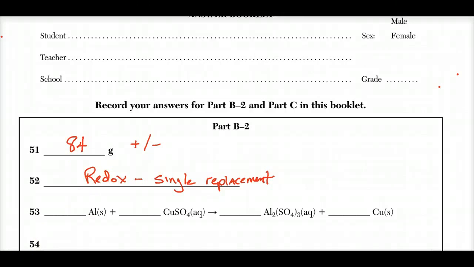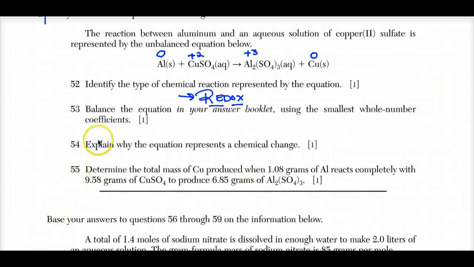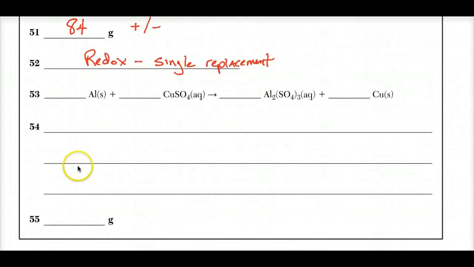Okay? Number 53. Balance the equation in your answer booklet using the smallest whole number coefficients. So let's go to the answer booklet. So we're balancing that reaction. Now we could write half reactions and balance the electrons, but it'd be much simpler to do it by looking at the mass on both sides. 1 aluminum here, 2 aluminum. So I'm going to put a 2 here. I have 1 copper, 1 copper.